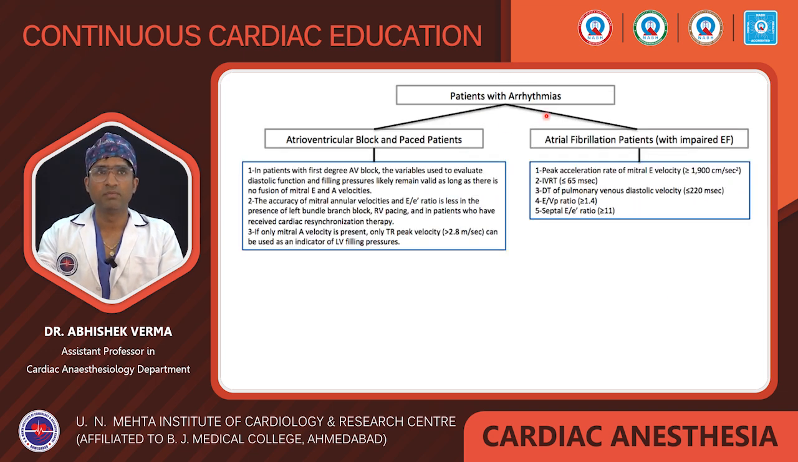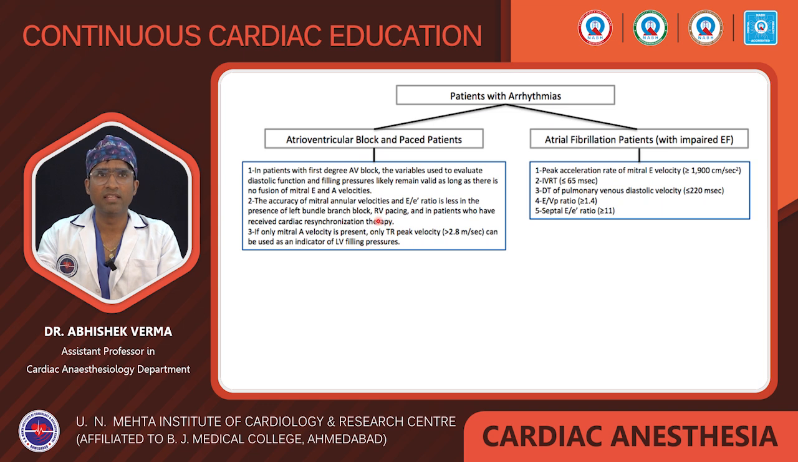In patients with arrhythmia, atrioventricular block and paced rhythm, in patients with first degree AV block, the variables used to evaluate diastolic dysfunction and filling pressures likely remain valid as long as there is no fusion of the mitral E wave and A velocity. If there is no fusion of the E wave and the A wave, then all the parameters are valid. But the accuracy of the mitral annular velocity E by E prime ratio is less in the presence of LV bundle branch block, because the contraction is not simultaneous in the whole LV.